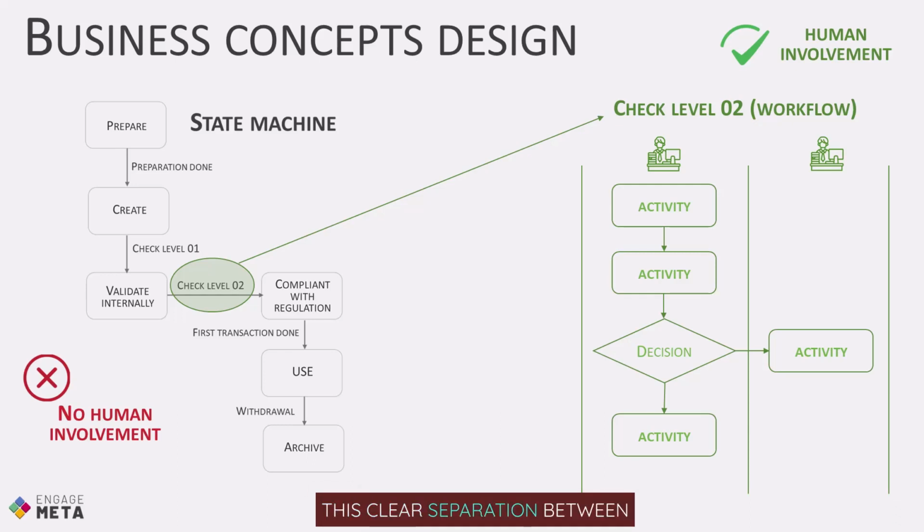This clear separation between the core business, represented by the state machine, and the organizational workflows is fundamental. It not only enhances the security and reliability of the system, but also augments its agility.